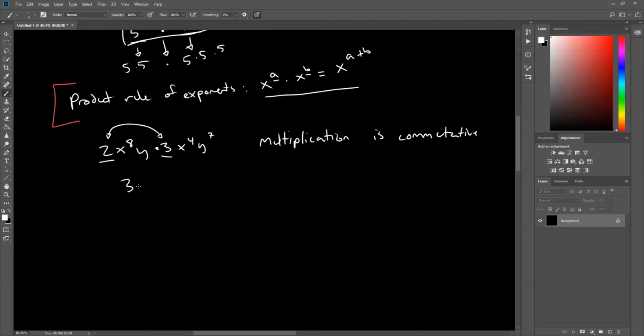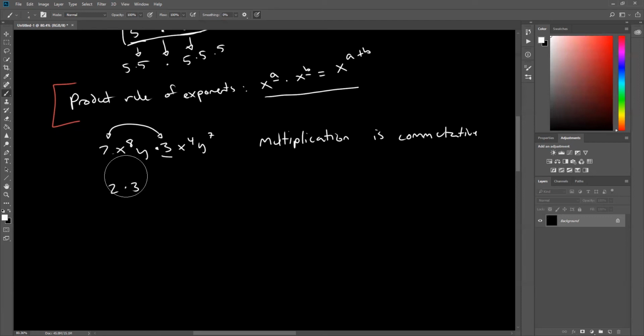Like this can be 3y to the 7th x to the 4th times 2y x to the 8th. It doesn't matter. You can switch these around as much as you want. So I'm going to do a little bit of that switching around. I'm going to put 2 and 3 next to each other, separated by a multiplication sign. Now I'm going to look for something else.